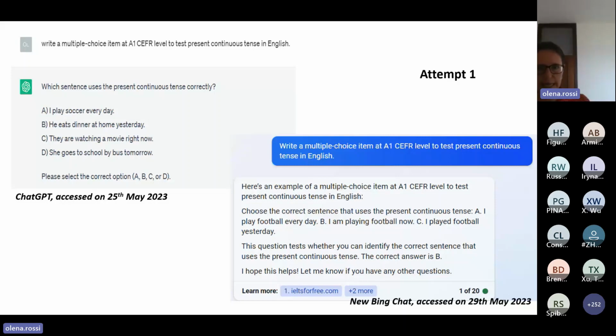But you can also see that there are some differences between ChatGPT and Bing Chat. Bing Chat produced a 3-option multiple choice question, and ChatGPT produced 4 options for some reason. Bing Chat also has an introduction: "Here is an example of a multiple choice item at A1 CEFR level to test present continuous tense in English." It also has a kind of conclusion where it states the item construct: "This question tests whether you can identify the correct sentence that uses the present continuous tense," and it also gives the correct answer.